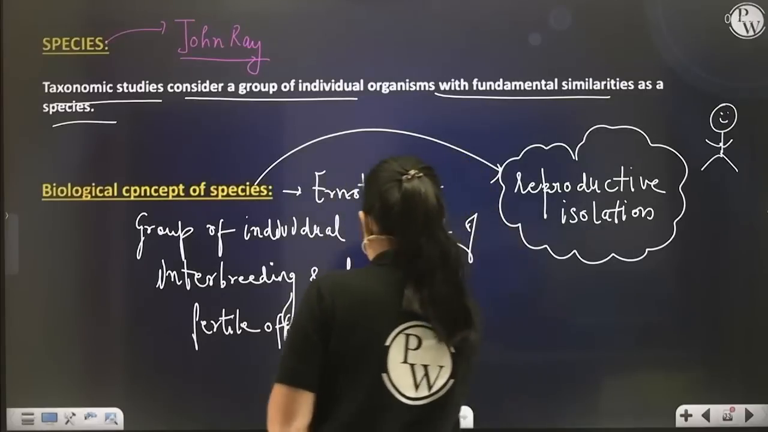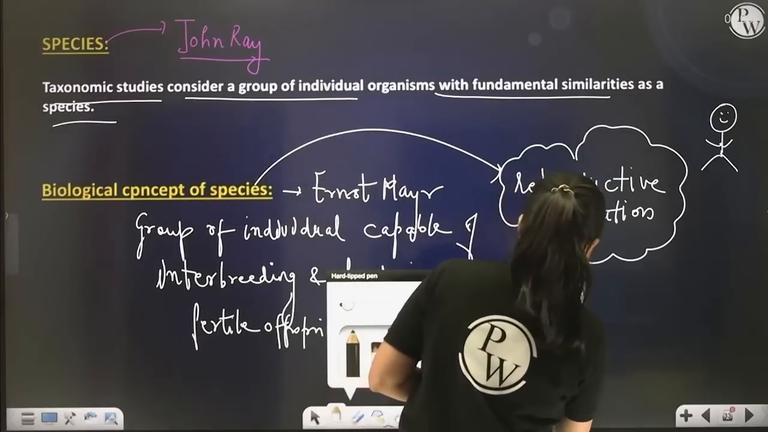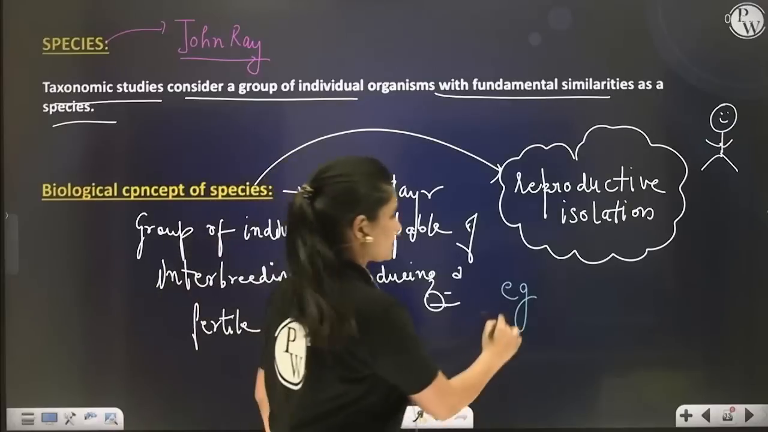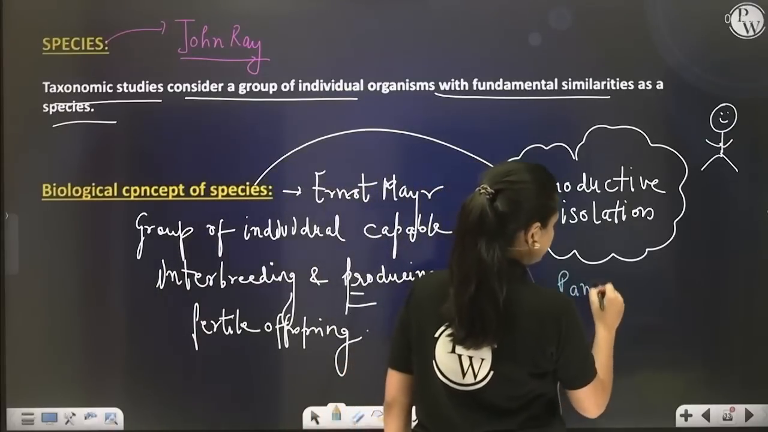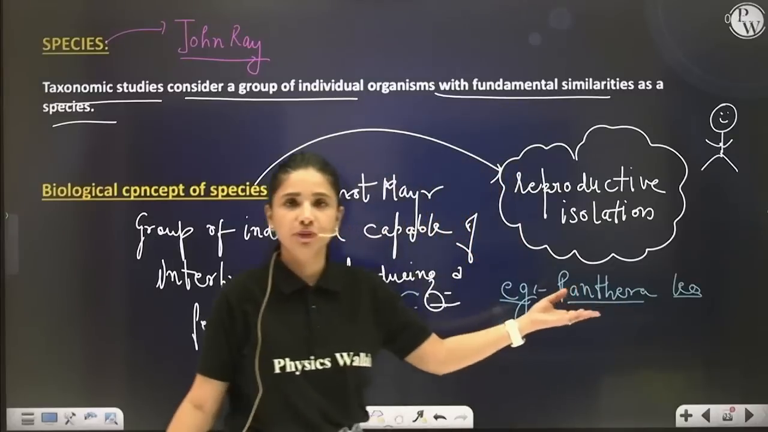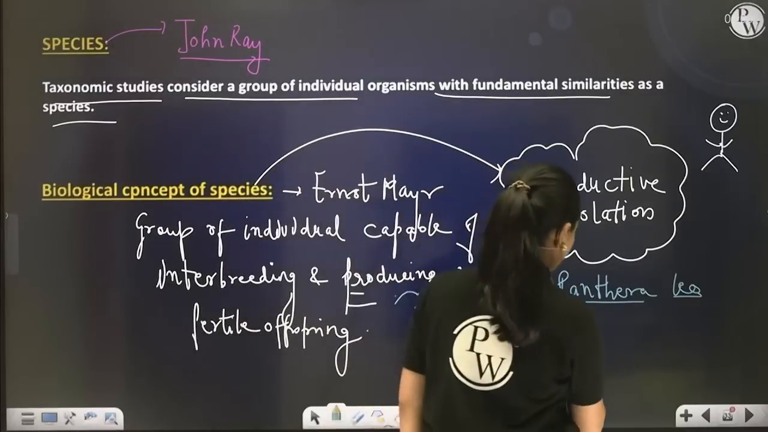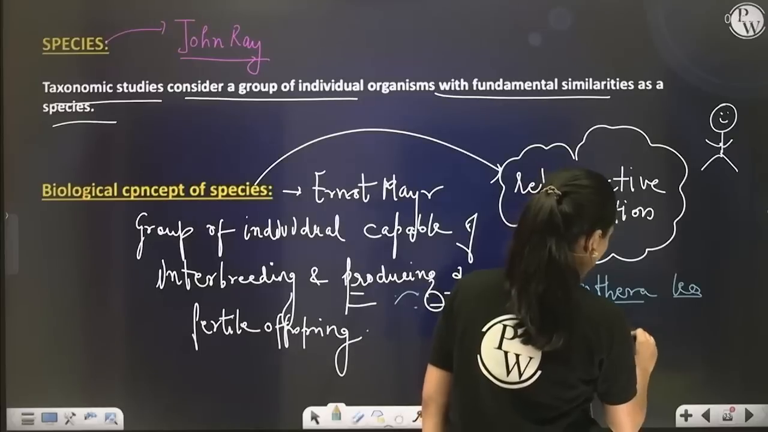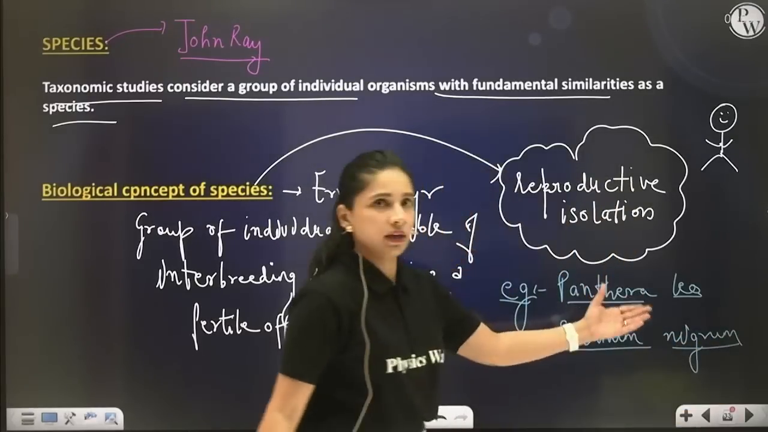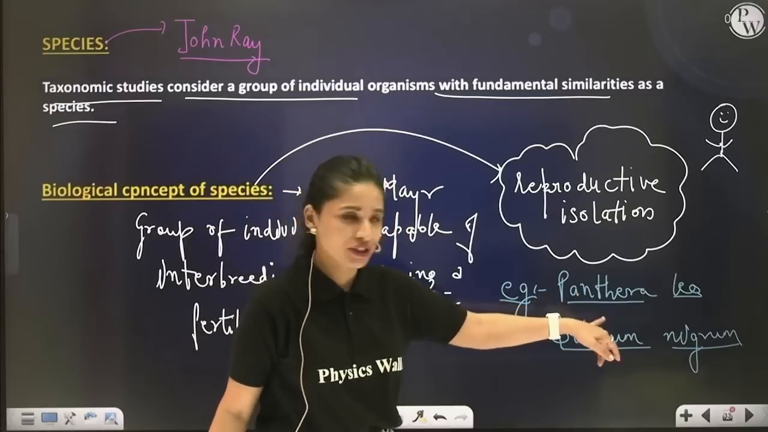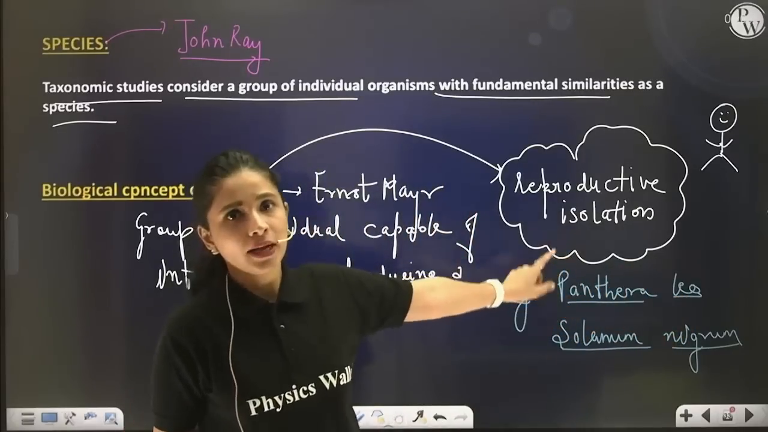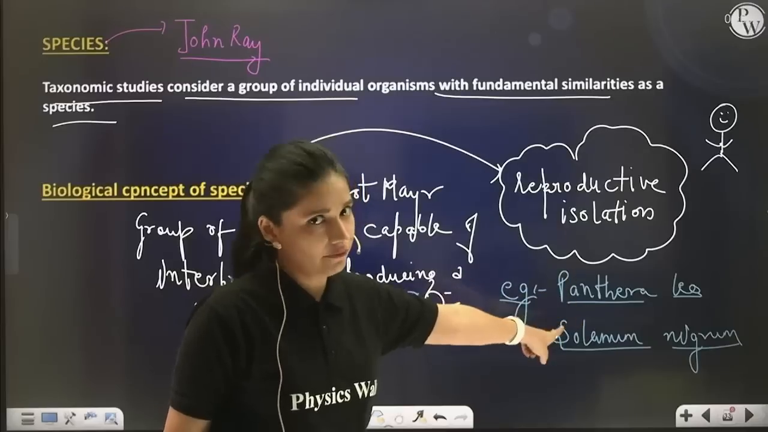Now let me give you some examples. Okay, so I am going to use an example. Is this color also visible? Yes. Panthera leo. Now, Panthera leo is lion. It's the name of the species of lion. Another, Solanum nigrum. This is the species of makoi. So the whole species is represented by two positions, generic name and specific epithet. So these are examples of species. I hope this concept is clear to each and every one of you.